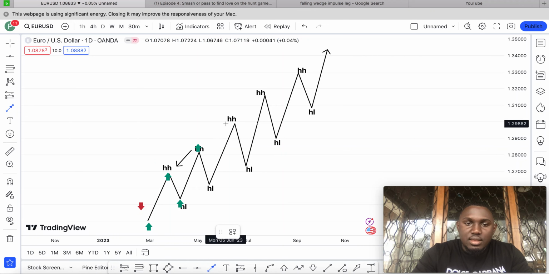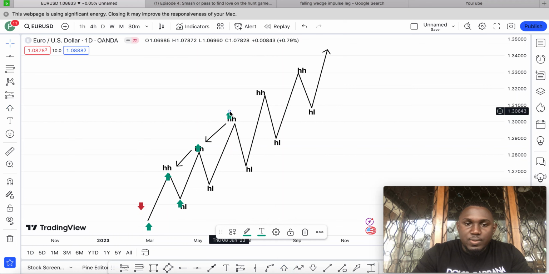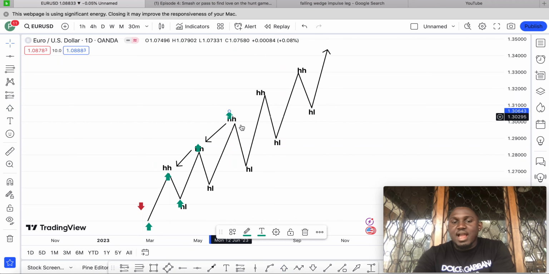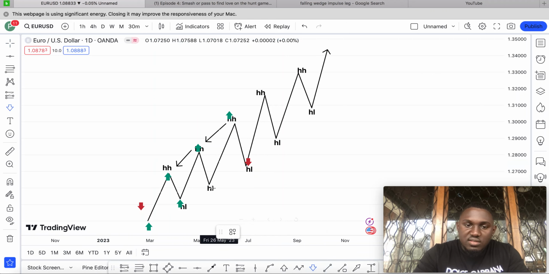This high is higher than this high. All right. So this is called a higher high, and this is called a higher low. Why is this called a higher low? Because this low is lower than this low. This low is lower than this low.